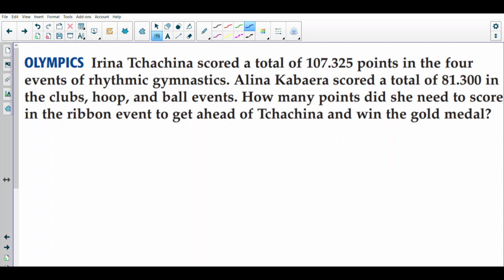All right, so now a word problem. Irina scored a total of 107.325 points in the 4 events of the rhythmic gymnastics. Alina scored a total of 81.3 in the club, hoop, and ball events. How many points did she need to score in the ribbon event to get ahead of Irina and win the gold medal? Sorry about that. I'm not going to try those names. I will butcher them. So now let's call x the points needed.